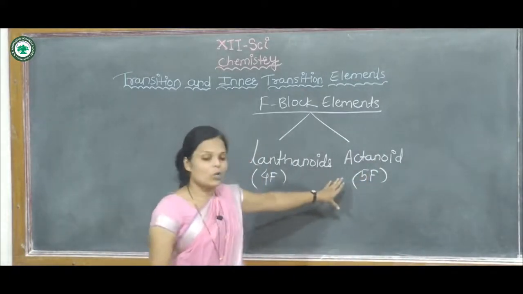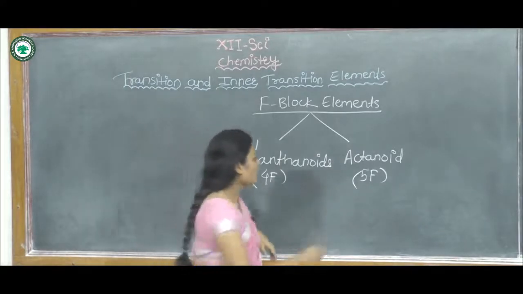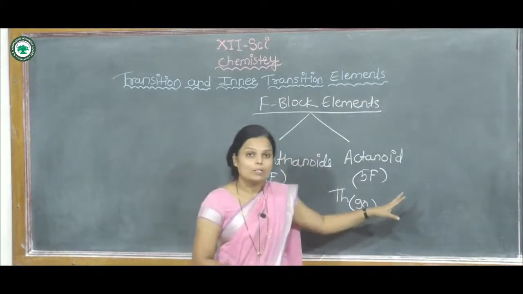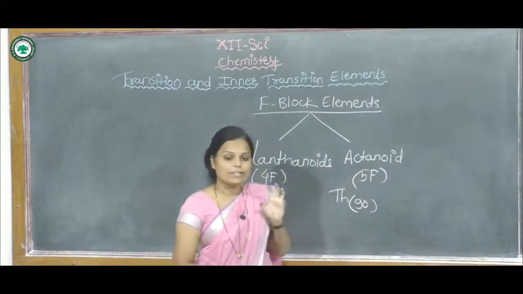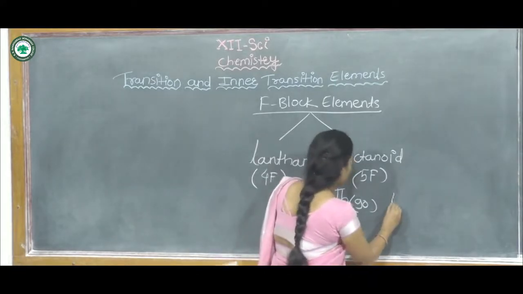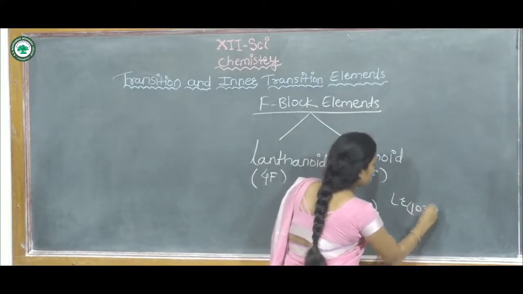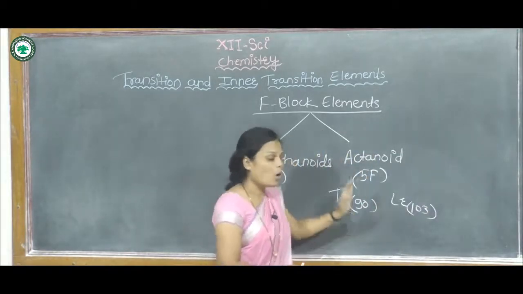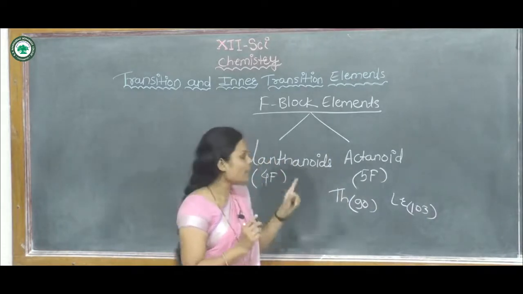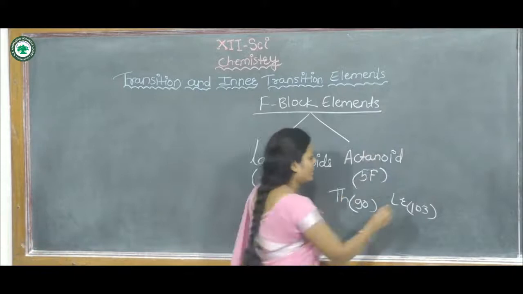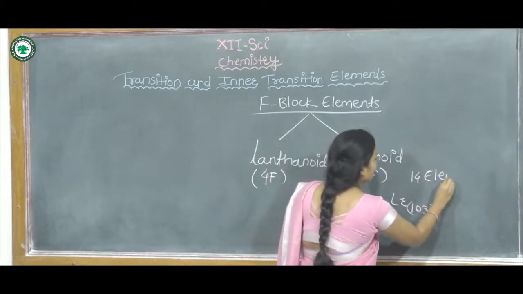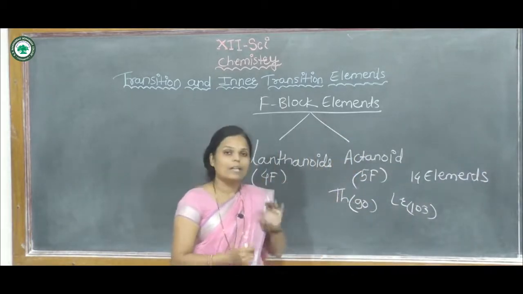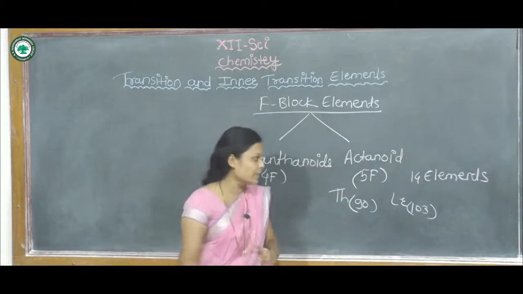The actinide series begins with thorium, its atomic number is 90, and ends with lawrencium, Lr, its atomic number is 103. From thorium to lawrencium, all of these 14 elements are present in the actinoid series, and it is also called the 5f series.